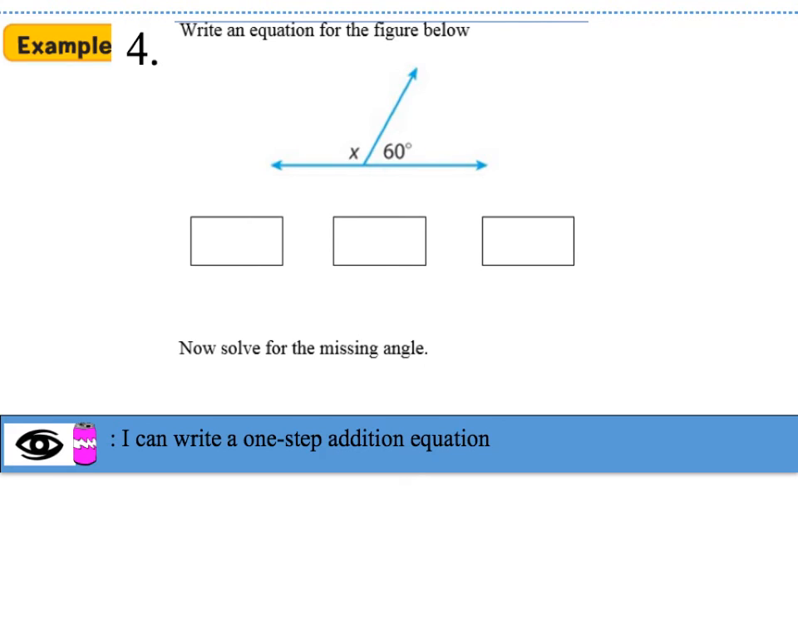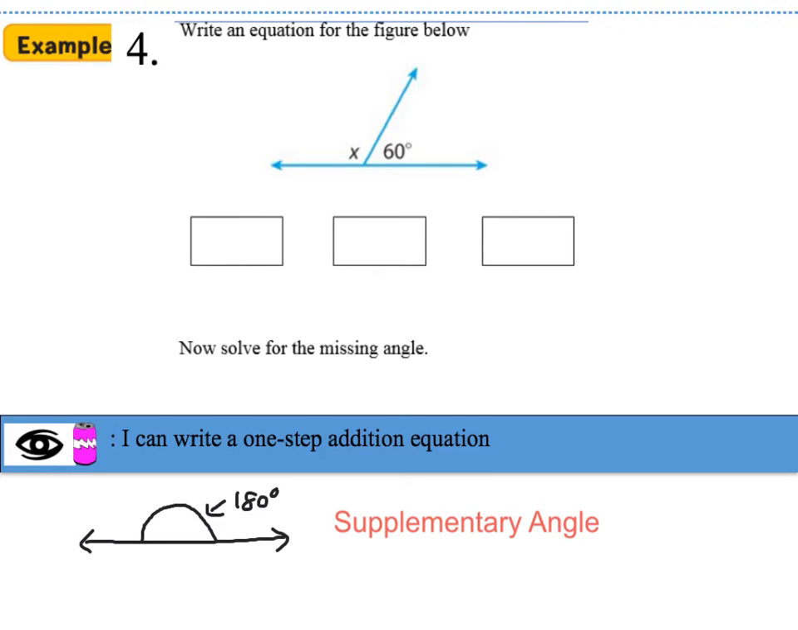So for example 4, it says write an equation for the figure below. Before we do that, let's introduce you to a straight line. The total degrees of this straight line is worth 180 degrees. This is known as a supplementary angle. Any supplementary angle has a straight line, and the angle is worth 180 degrees.